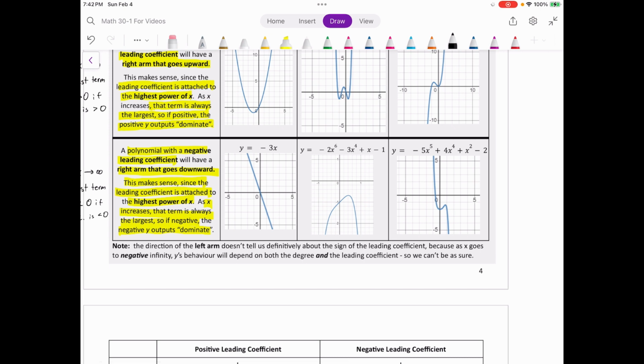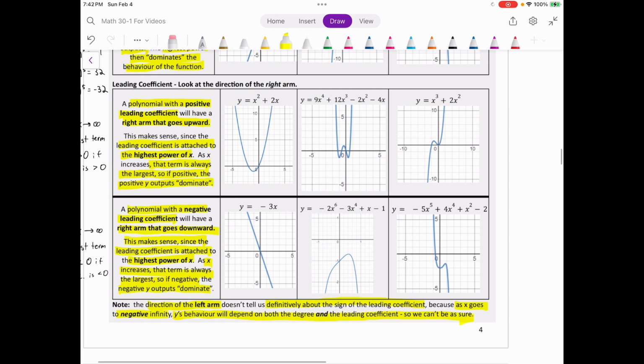Okay, now the direction of the left arm doesn't tell us definitively about the sign of the leading coefficient, because as x goes to negative infinity, y's behavior will depend on both the degree and the leading coefficient. So we can't be quite as sure, right? Like you can't say, oh, the left arm goes to positive infinity, so this must have a positive leading coefficient. Well, no, right? Because this arm is going upwards because of the fact that we have an odd degree. And these negative x inputs are actually causing this to be negative and then multiplied by a negative to make it positive, right?